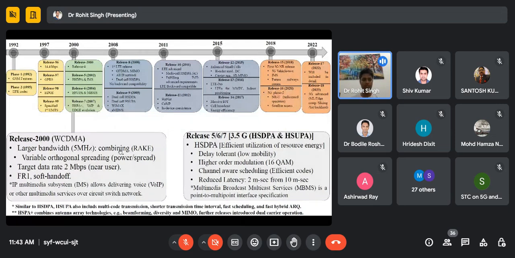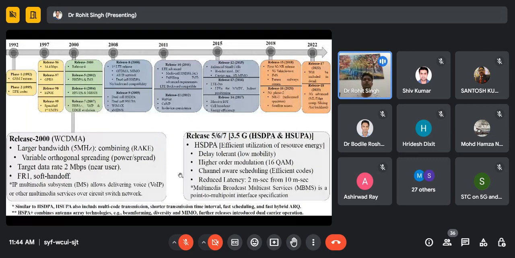Coming to releases 5, 6, and 7: HSDPA, known as high speed downlink packet access. This is another provision to allow a user to use multiple resources. HSUPA is also available for uplink transmission, that is high speed uplink packet access. High speed downlink packet access is known as HSDPA. So these are some other efficient utilizations of resources for downlink transmission and uplink transmission.